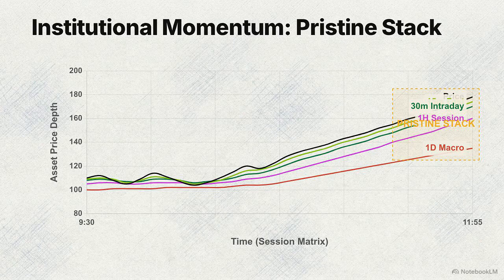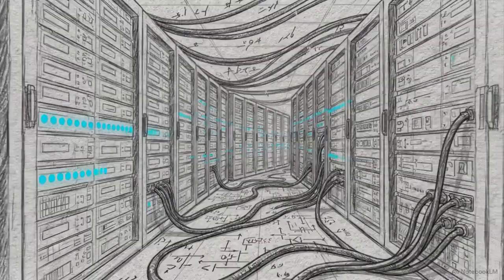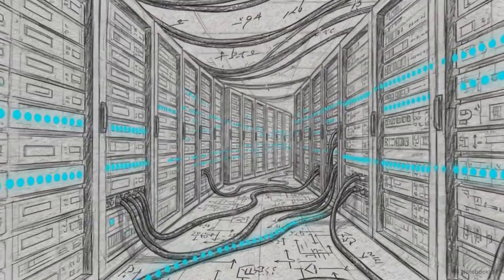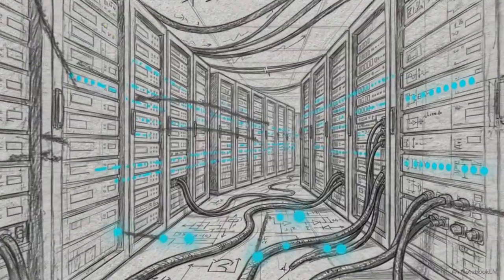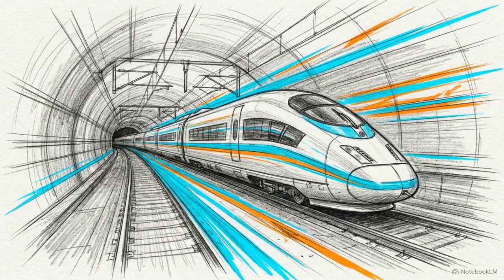When all 4 curves fan smoothly outward in sequential order by speed, you have a pristine stack. This alignment proves that every algorithmic participant, from the high-frequency scalpers to the massive daily macro funds, is buying simultaneously. The result is aggressive, uninterrupted velocity expansion.